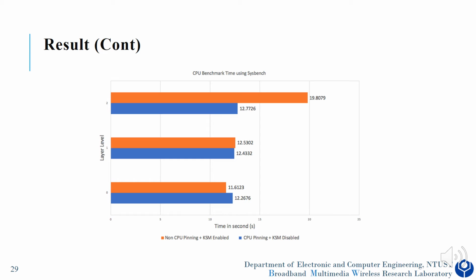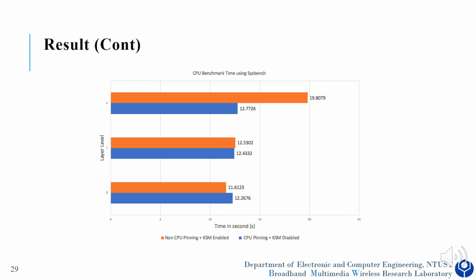Moving to layer level 1, we can see that the time required before the optimization is 12.5 seconds. After we do the optimization it is 12.4 seconds. It's not quite a difference in terms of performance, but here the optimization starts to show its effect for the system. It makes the layer level 1 VM have a better execution time to do the benchmarking.